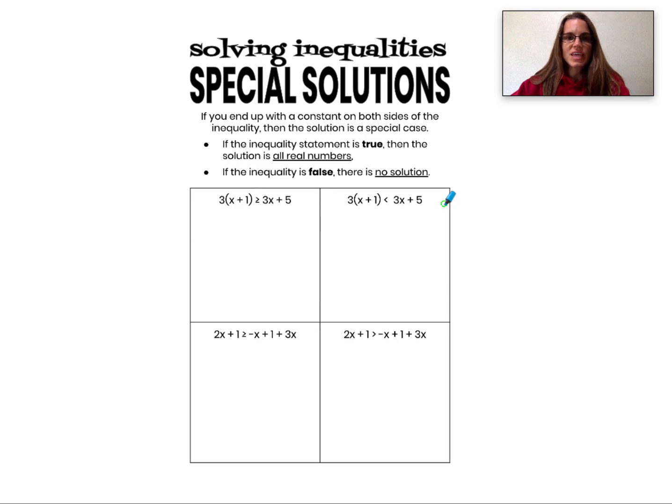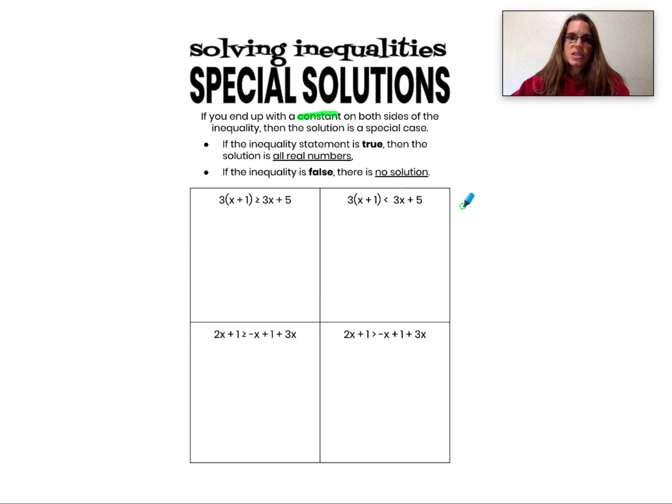When you are solving inequalities, just like when you're solving equations, sometimes there's a special solution, either all real numbers or no solution. Just like when solving an equation, the special solution case occurs when you end up with a constant on both sides of the inequality. We had a pretty simple rule for determining the special solution for an equation. Same constant was all real numbers, different constant, no solution.